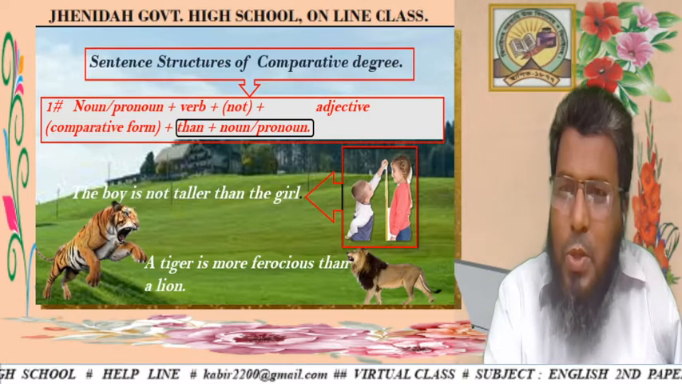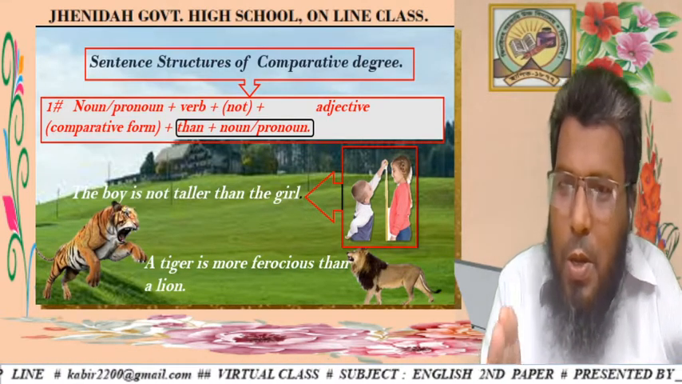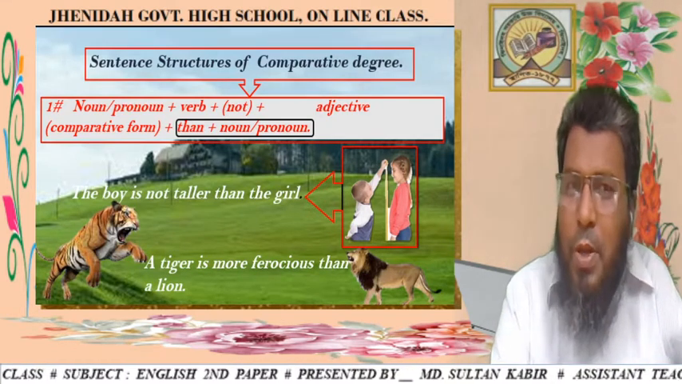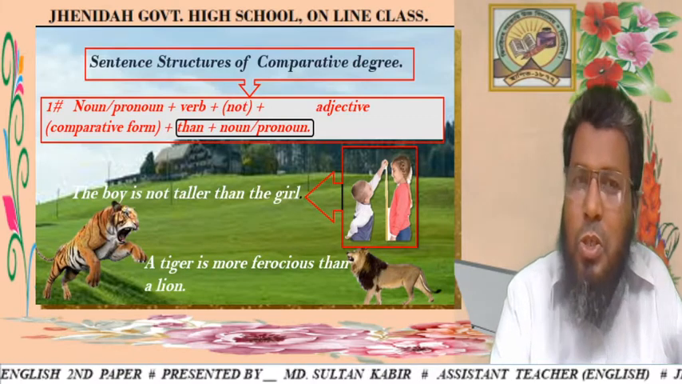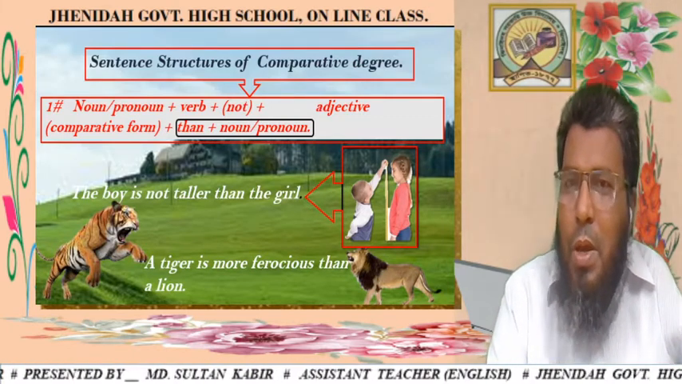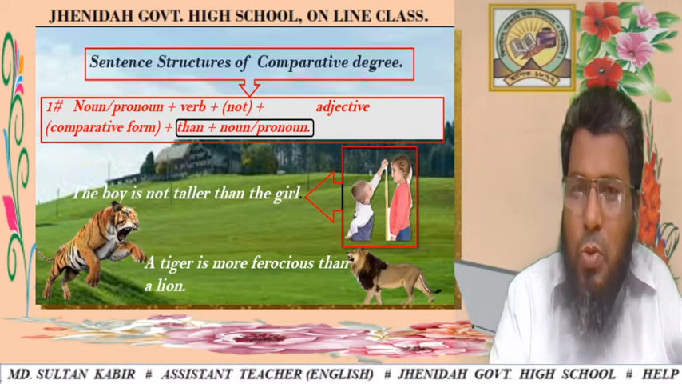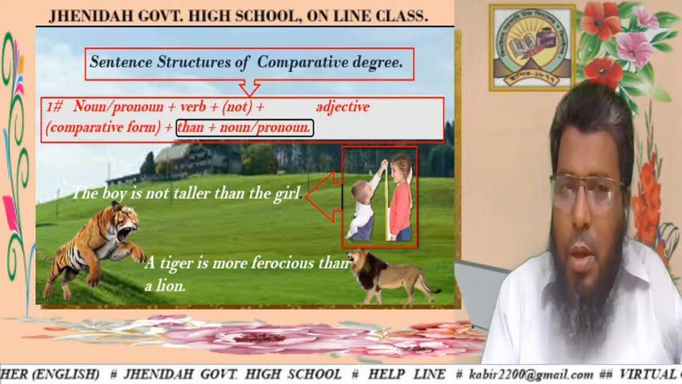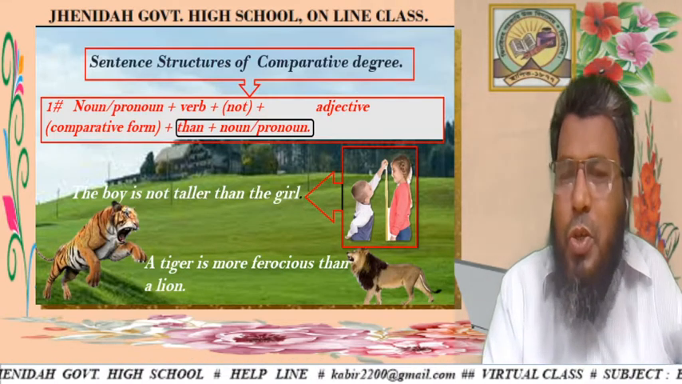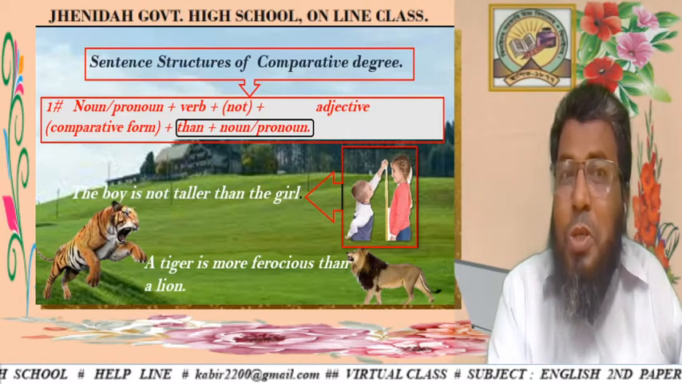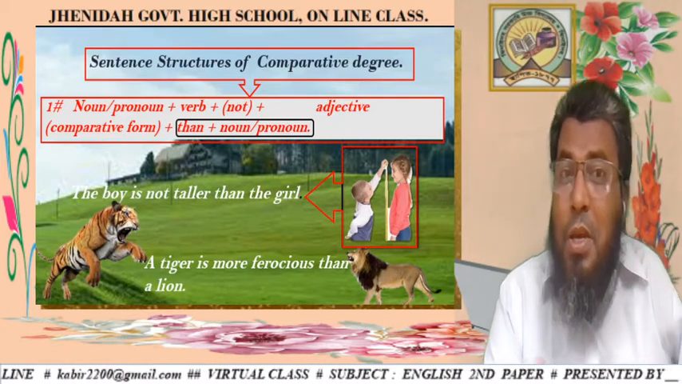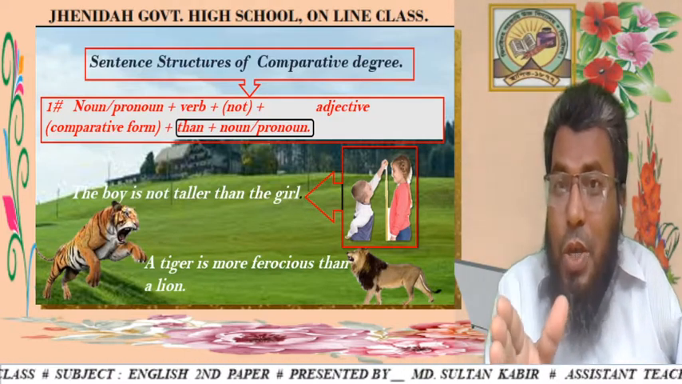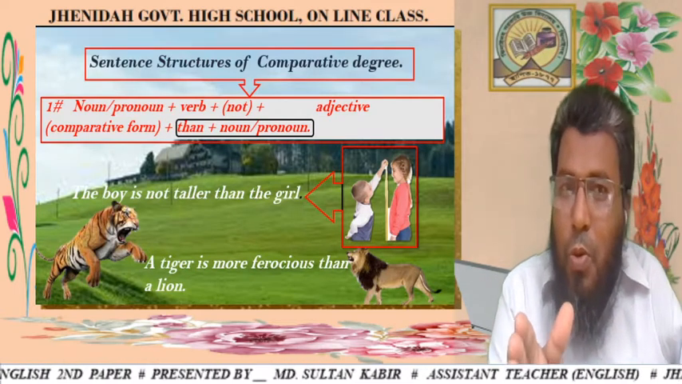Okay, I'm clear. So that's why the first structure of the comparative degree is noun or pronoun plus verb plus not, maybe or not. If the sentence is negative, you can use not here, and if the sentence is affirmative, then you cannot use not. Okay, then adjective in the comparative form plus noun. Okay, I think you have an idea about the first structure. You need it to change when you are told to change the comparative degree into positive one. Then you will look at the form of the sentence. Then present noun or pronoun. Okay, I'm clear.